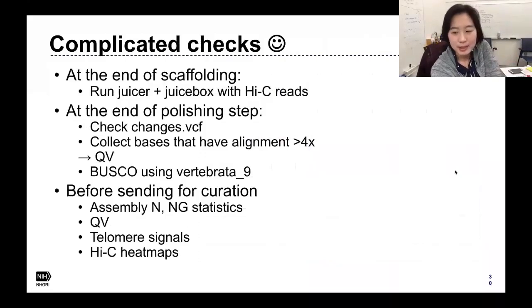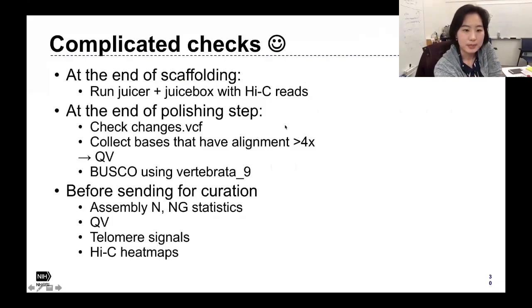So, a bit more complicated sanity check. At the end of scaffolding, you can run Juicer and Juicebox with the Hi-C reads. I'm also trying to figure out how to run this. There is a way to convert the Salsa intermediate file directly into a Hi-C file that you can import to Juicebox to visualize the interaction as a heat map. I will probably go over that again once I have a clear understanding of that step.